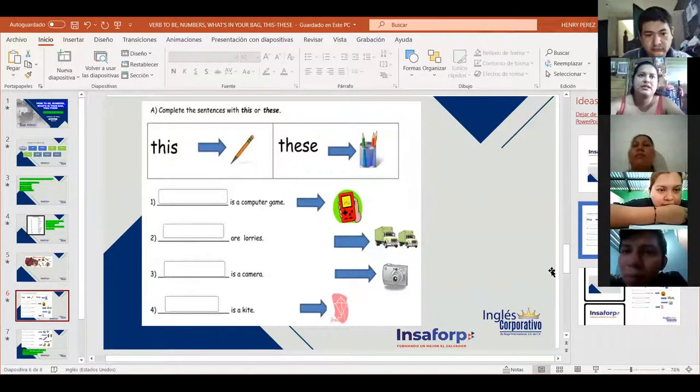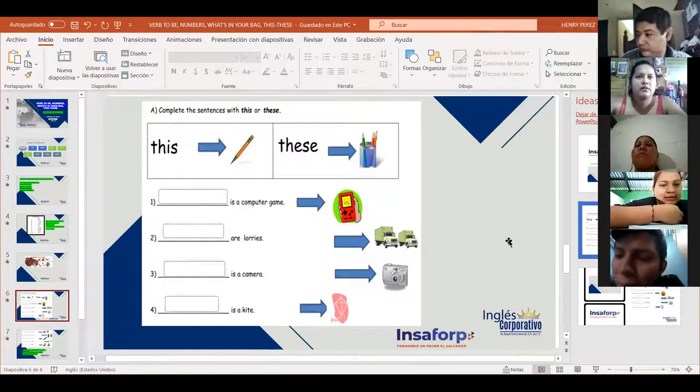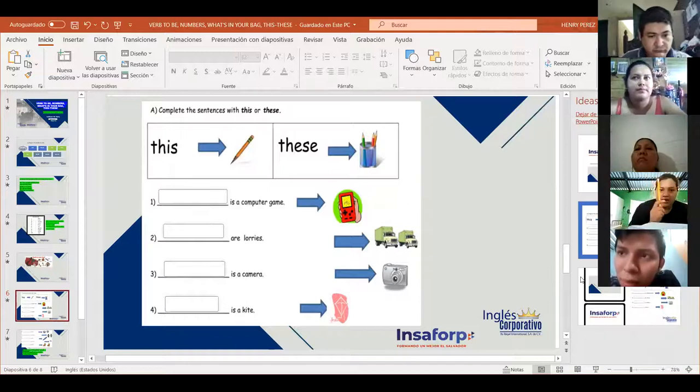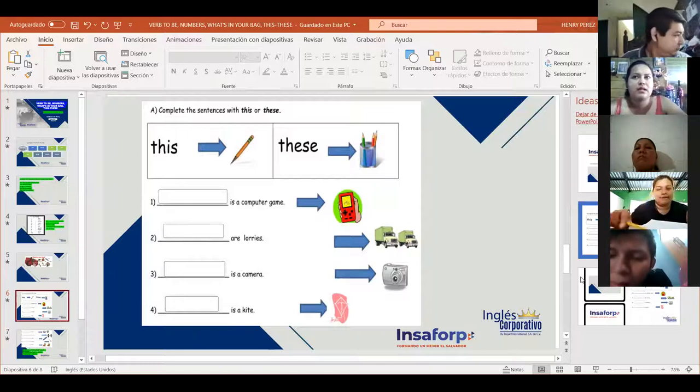This is a computer game. Very good. That's on the screen. ¿Y uno propio? Give me one of your own. No, deme uno propio en la cámara, un objeto. Okay. This is a pencil. Eso, very good, Tammy, así es, right?